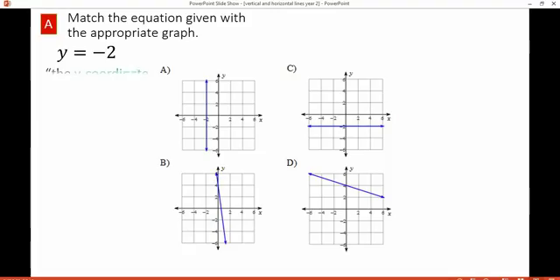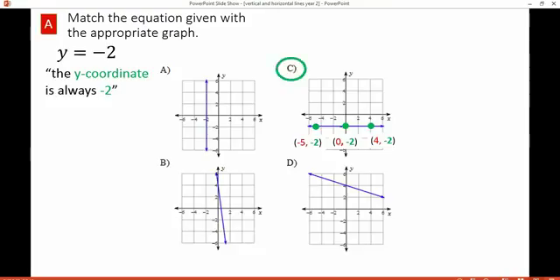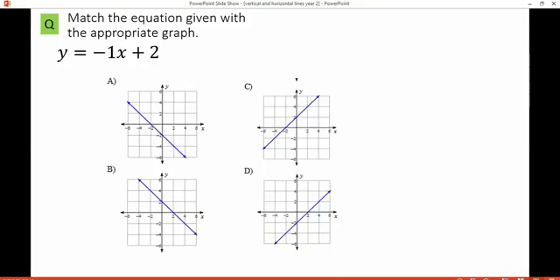All right, match the equation with the appropriate graph. This equation is saying the y-coordinate is always -2. On choice C, I have a y-coordinate that is always -2 no matter where my points are on this line. So that is my answer.